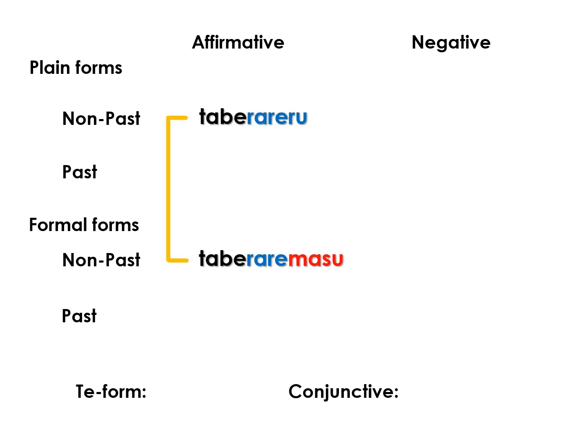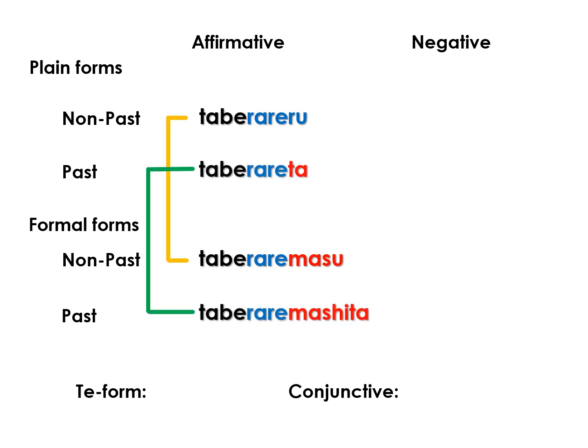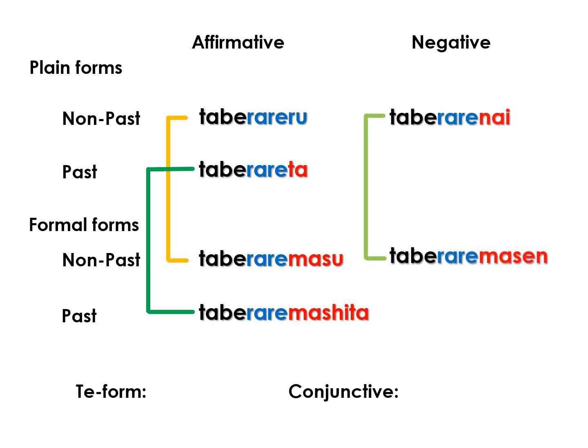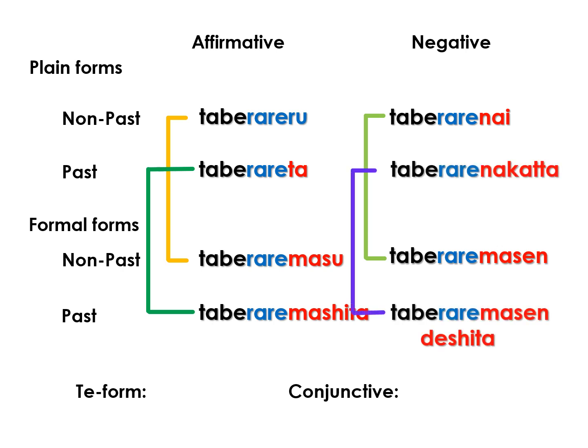Taberareru and taberaremasu mean will be eaten. Taberareta and taberaremashita mean was eaten. Taberarenai and taberaremasen mean will not be eaten. Taberarenakatta and taberaremasen deshita mean was not eaten. Te form is taberarete, and the conjunctive form is taberare. This means that you can form other conjugations with passive form, such as before, after, permission, prohibition, all those conjugations you've already learned, and we will see examples of this later.